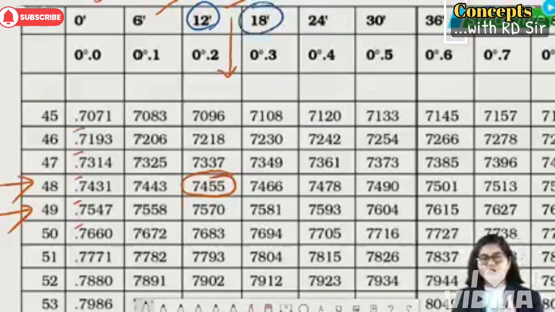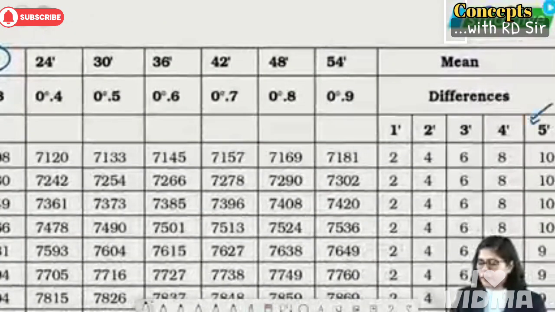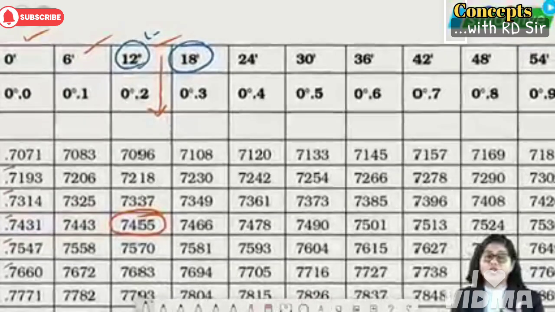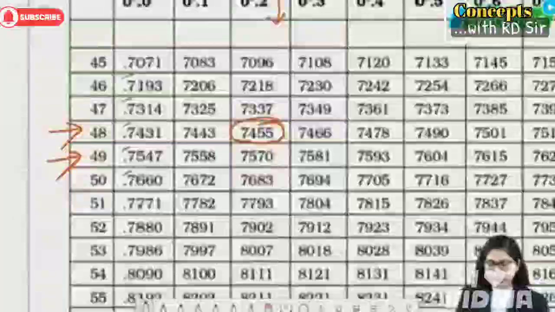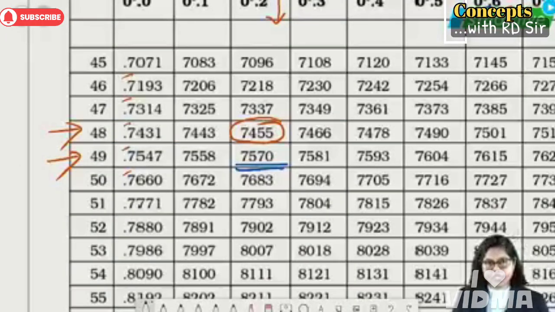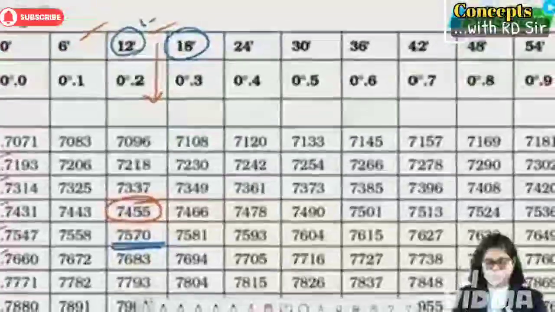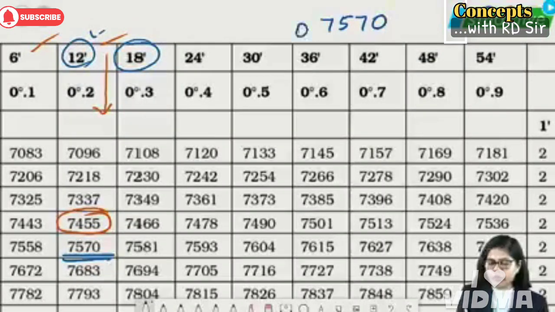So the problem is, what to do? The lower one, 12, we have to take, and plus 5 minutes. Plus 5 minutes I am going to do from the mean difference. This is the 5 minutes, right? So if I add 12 plus 5, that will give you 17 minutes. This is how we are going to check for that. So I will see for this particular value for 49 degrees, that is 7570, right? In the column of 12 minutes. So I am writing here 7570. Of course it is 0 point, correct?